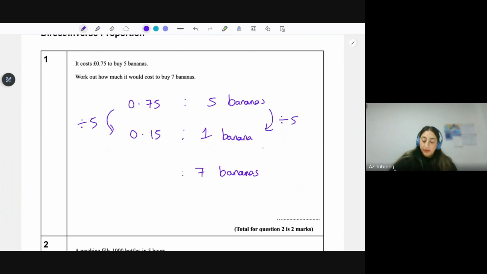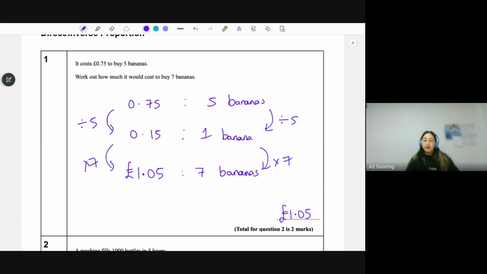And then 1 to 7 is just timesing by 7. So I'm going to time the other side by 7. 0.15 times 7 is just going to be 1.05, 1 pound 5 pence. So to buy 7 bananas, it's going to cost me 1 pound 5 pence using ratios. There are other methods to do it, but the easiest method, and the most understanding method, is the ratio method. So you can visually see what you're timing by, what you're dividing by.